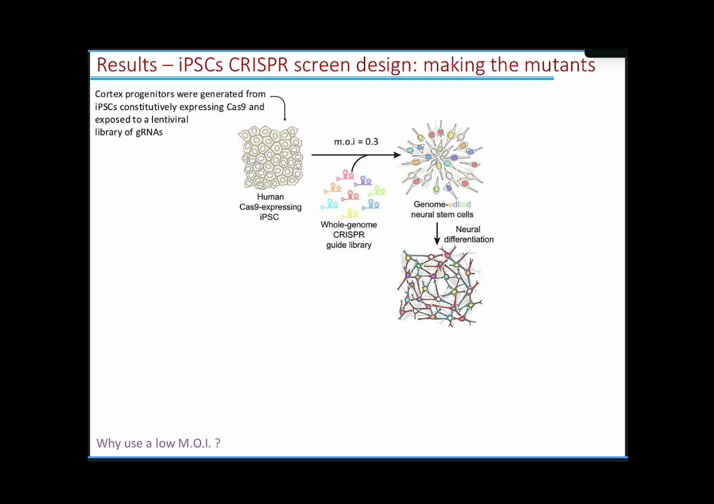But the approach that they're taking here is a little different. First of all, they're not using dead Cas9. They're using a catalytically active Cas9. So this Cas9 will go and cut DNA where the guide RNA told them, right? And secondly, instead of flooding the cells with viruses, they used an MOI of only 0.3. Have you guys heard of MOIs before, other than when we mentioned it a few weeks ago? Multiplicity of infection, how would you describe it?